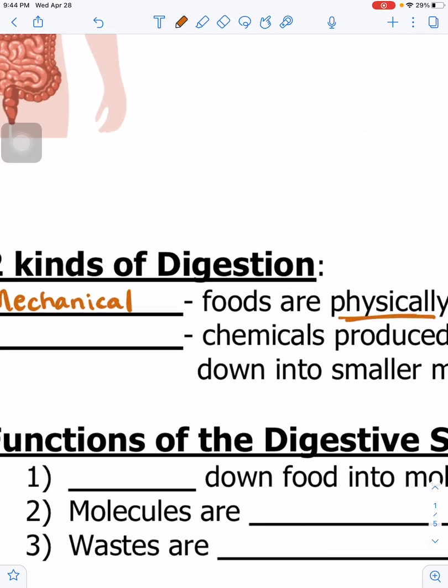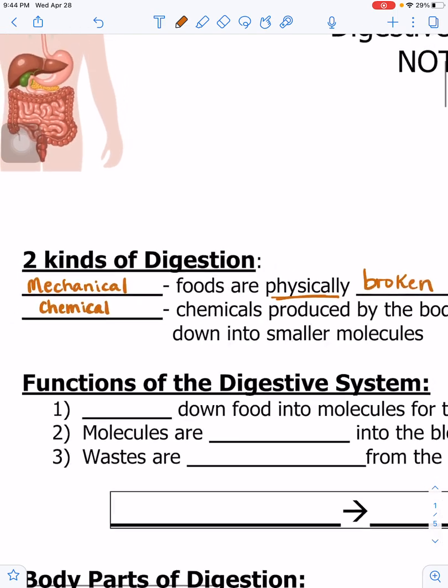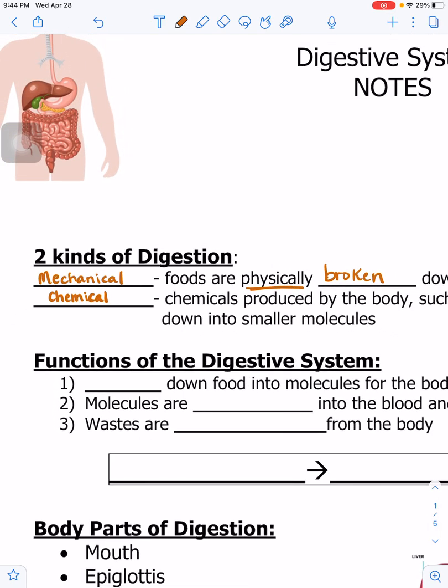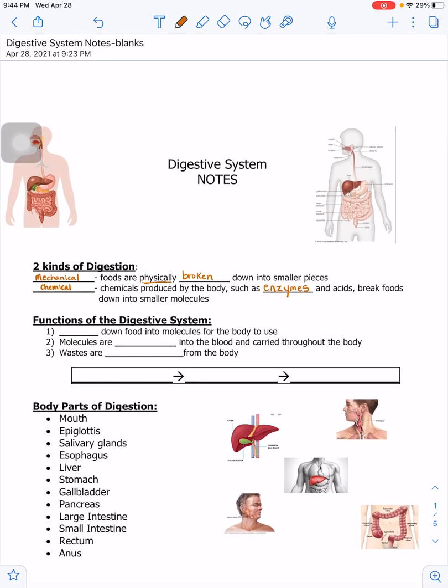And the other type is called chemical. Chemicals are going to be produced by the body, such as something called enzymes, and we're going to spell that together. E-N-Z-Y-M-E-S. Enzymes. So enzymes and acids are used in the body to chemically break foods down into smaller molecules.